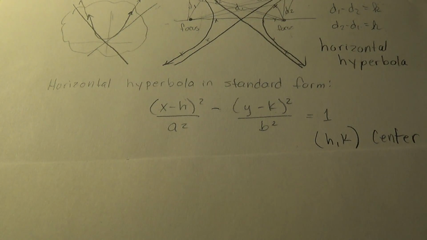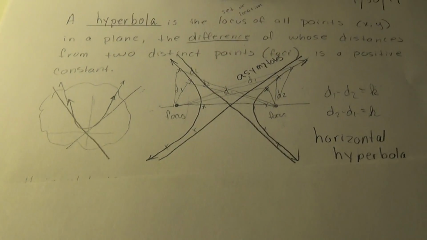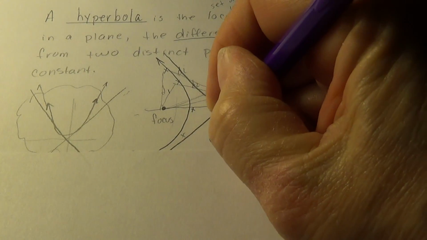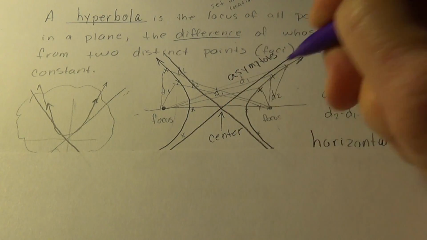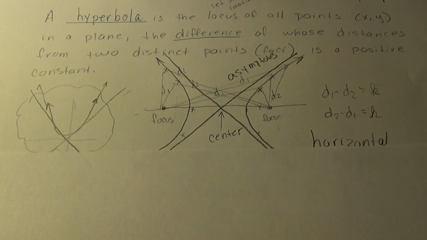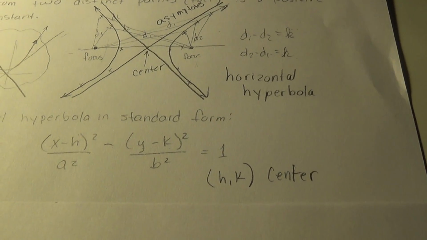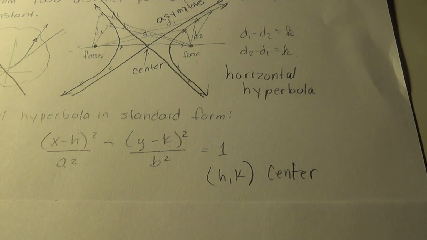Alright, center, h, k. Let's look up here, and you'll see the center is not on the hyperbola at all. It is the intersection of the asymptotes. Right, the center is there, and that will help us also in graphing the hyperbola.